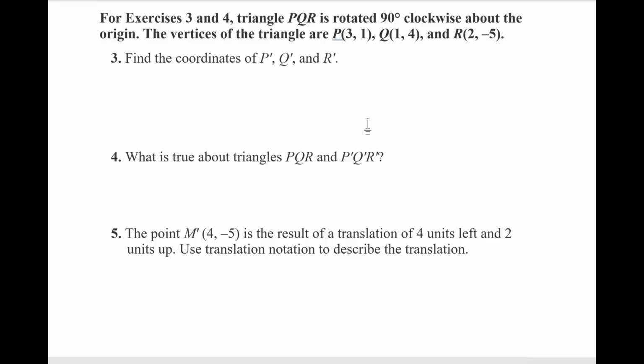For exercises 3 and 4, triangle PQR is rotated 90 degrees clockwise about the origin. The vertices of the triangle are 3, 1, 1, 4, and 2, negative 5. Find the coordinates of P prime, Q prime, and R prime. If I'm going 90 degrees clockwise, that means I'm going this way. Whatever I move changes the sign, and then it switches with the other one. So that's y, negative x.